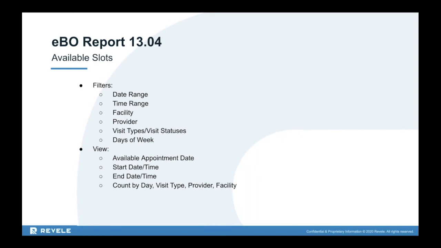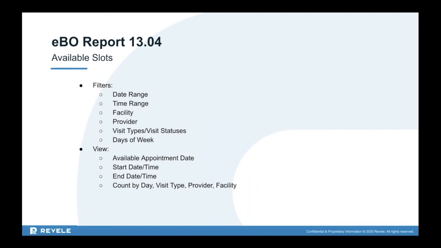So instead of having to go into the system and manually look and do counts, you can use this report. You can set the date range you're looking for, maybe specific times. Maybe you just want to see in the afternoon what you have available. Again, facility or provider, you can look for all visit types, but if you want to see a particular visit type or a couple different visit types, then you can search for that. And then maybe certain days of the week.